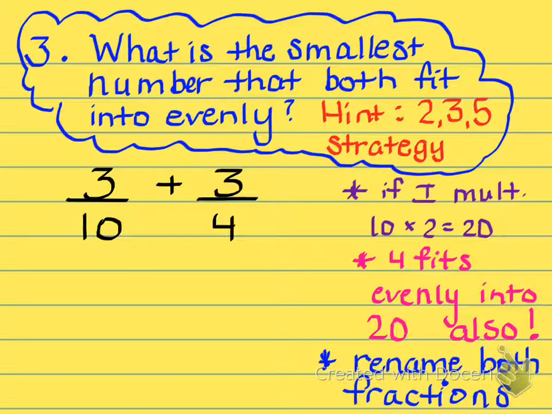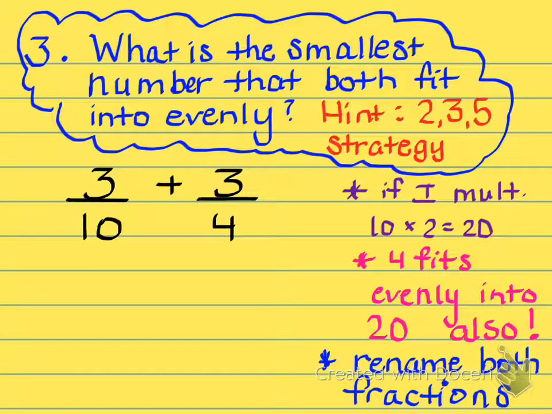Now a lot of you are ready to go 10 times 4 immediately. That is literally your last resort. Before you do that, you want to look at the larger denominator, which is 10, and then you want to start multiplying by 2. It's always got to be the larger one, because remember the smaller one won't work. So 10 times 2 is 20. And now you can say, oh look, 4 fits evenly into 20 also. So I've already found my least common denominator.